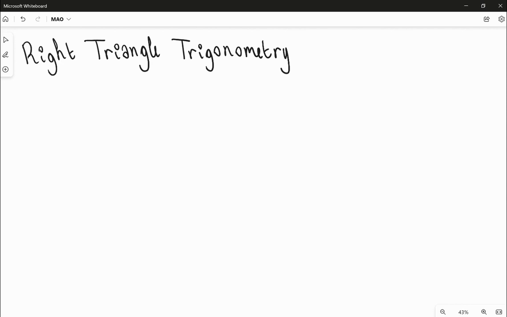Okay, so if you have a triangle that looks like this, 90 degrees, and let's make this 30 degrees. A, B, C. Our BC value is 6, and our AB value is x. So find x.